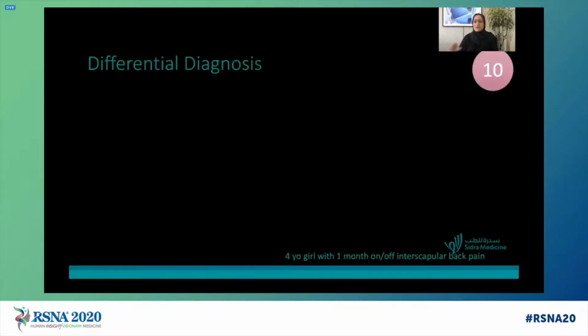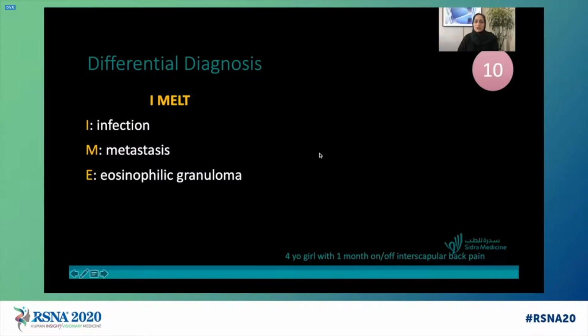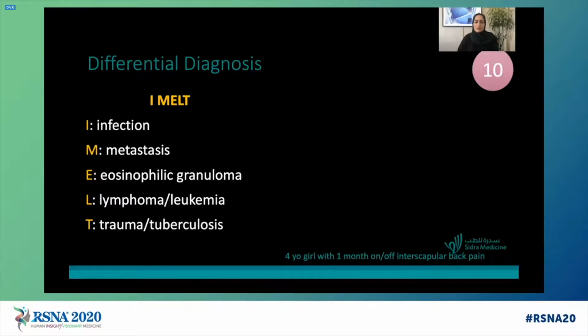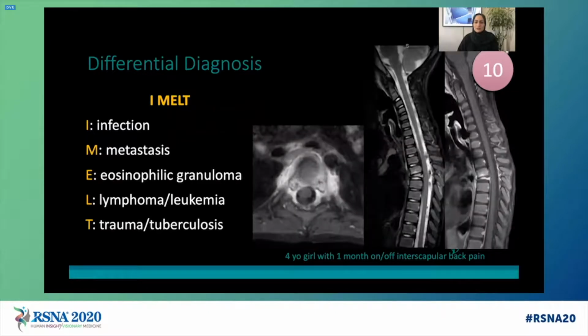Now let's look at a differential. If we have a vertebra plana, what is your differential? There's a mnemonic for it. I MELT. I for infection, M for metastases, E for eosinophilic granuloma, L for lymphoma or leukemia, and T for trauma or tuberculosis. So I'll give you a companion case, and let's figure out which one of these differentials is the diagnosis for this kid.